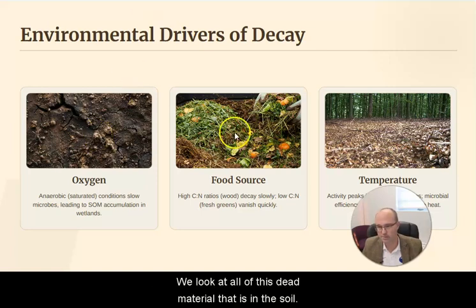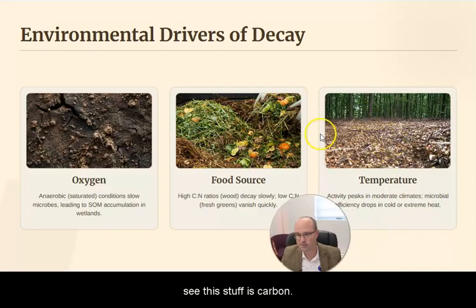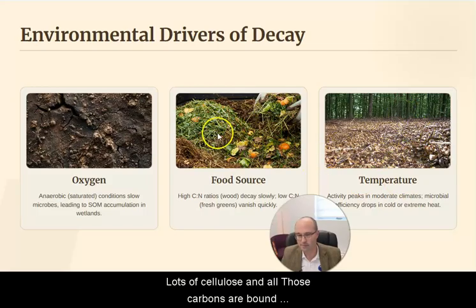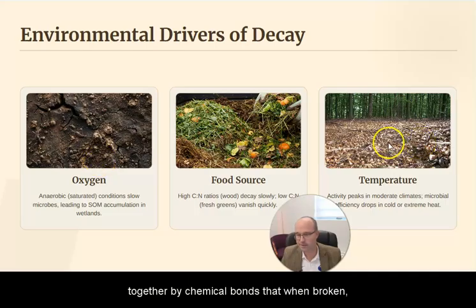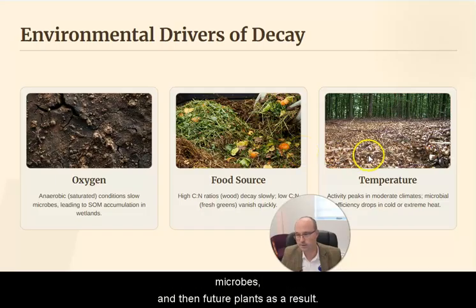We look at all of this dead material that is in the soil, and what we should automatically see when we see this stuff is carbon. This is all carbon, different forms of sugar for the most part, lots of cellulose, and all those carbons are bound together by chemical bonds that when broken release energy, and that energy needs to be utilized by different life forms, microbes, and then future plants as a result, okay? So it is definitely our food source.